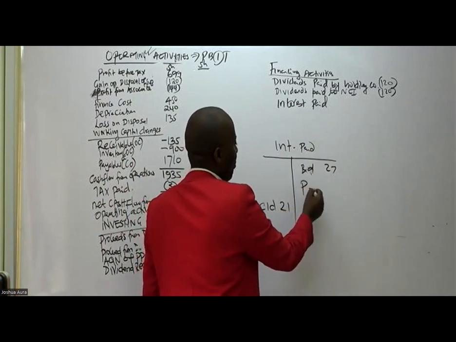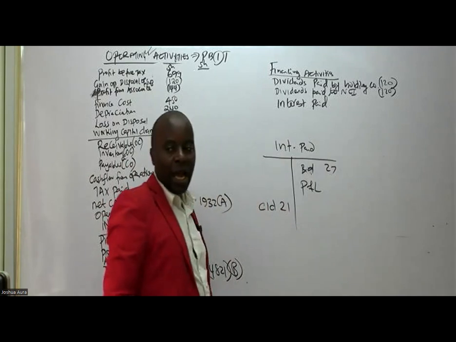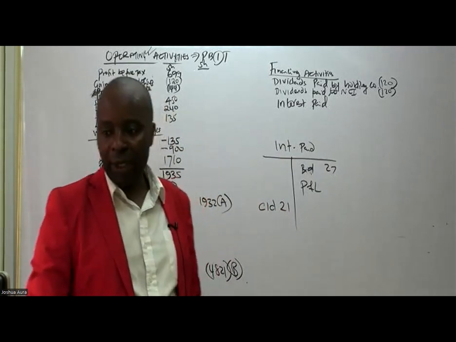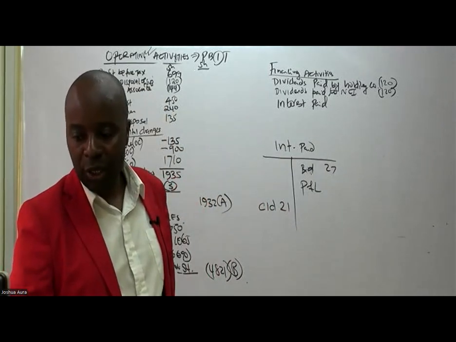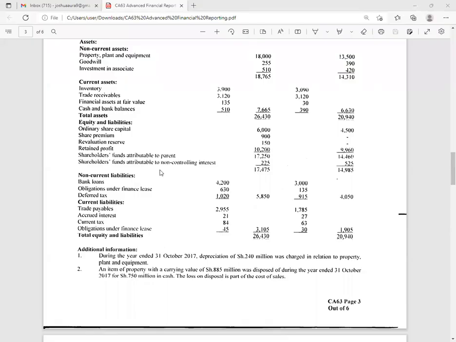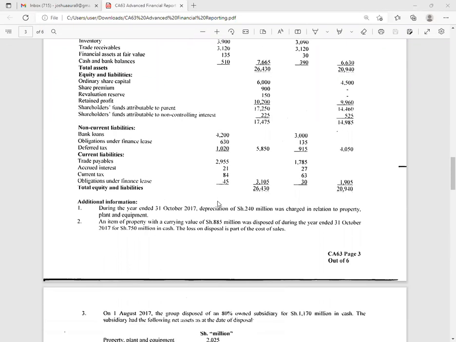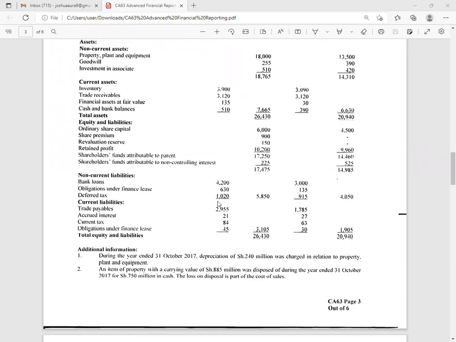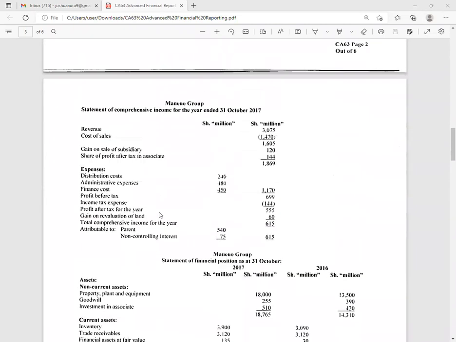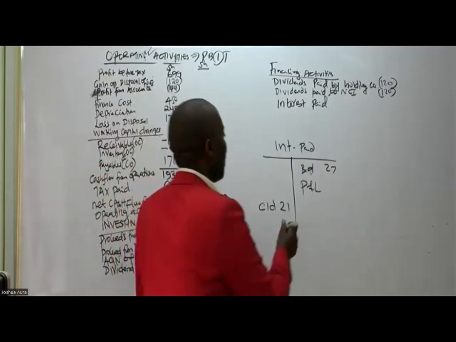And then of course we have the profit and loss for the year. Profit and loss for the year is how much? That is the finance cost. Finance cost for this is 450. So we have 450 here.